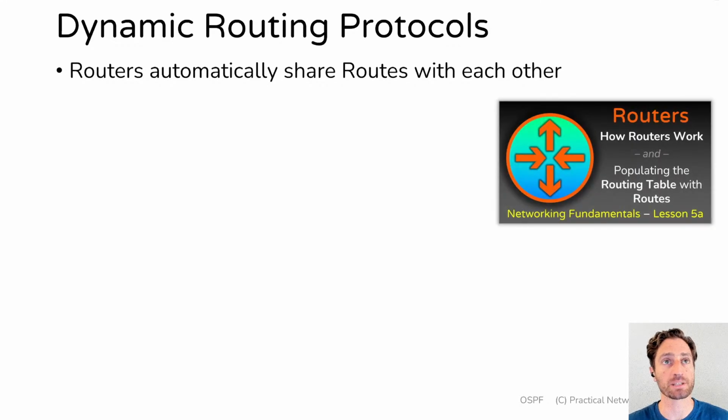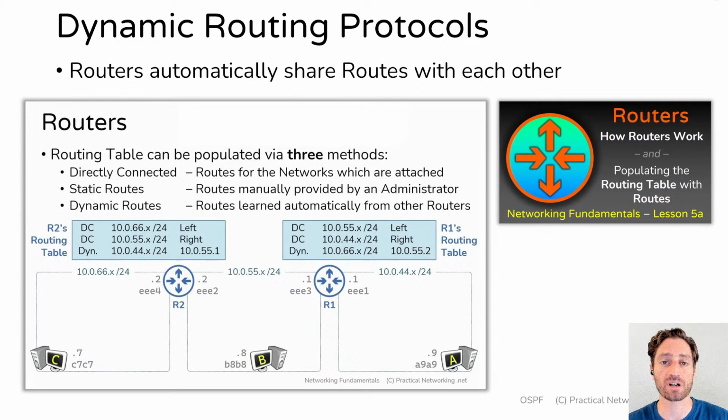Now, we introduced the concept of dynamic routing when we went through the networking fundamentals series, so specifically in this lesson, lesson 5A. We showed you this slide where we talked about the 3 different ways that routers have to populate their routing table. That's directly connected, static routes, and dynamic routes. And the purpose of this series is, of course, going to be focusing on dynamic routes with a focus on OSPF, of course. So in that lesson, we talked through how router 2 and router 1, if they're doing dynamic routes, are going to be sharing routes with one another.